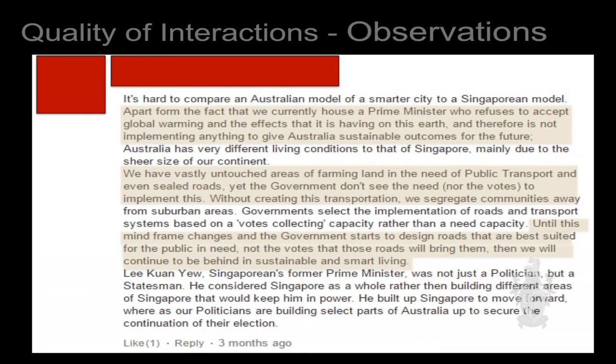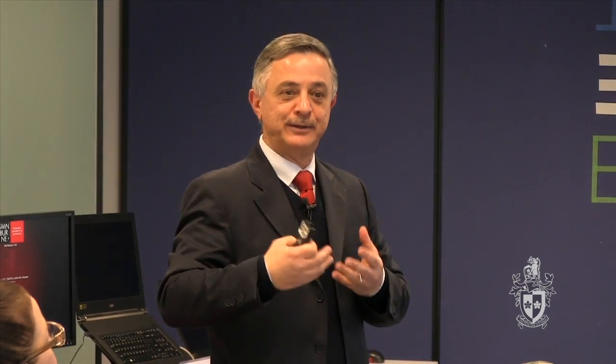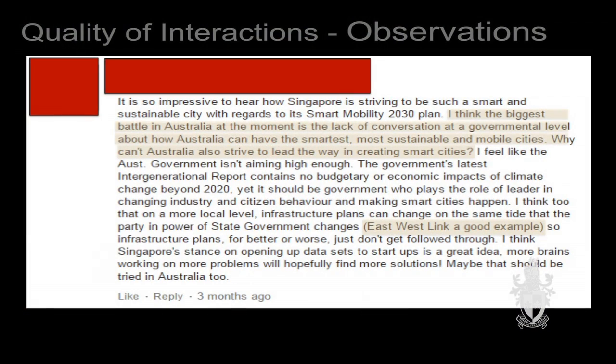So this is an example of a person who received a motivational badge in one of the weeks, when we were talking about the Singapore experiment, and she really got active. As you can see, we have a prime minister who refuses to accept global warming, and she says their heart is in the right place; they want Australia to be even better than Singapore, so why aren't we doing this? This student was also able to relate it to the East-West link, which was a big issue in Melbourne, as to why we are funding road projects and not public transport projects. So a lot of the students who engaged with the material were able to relate it to issues they experienced as well, which was good.